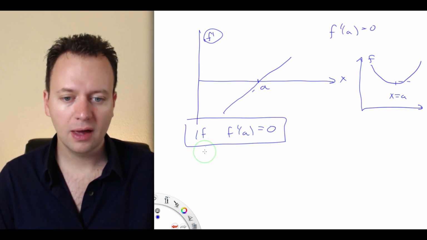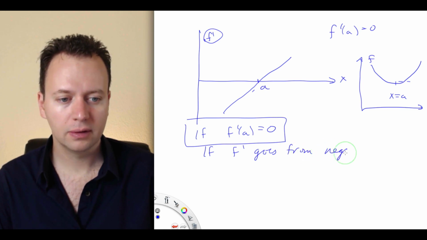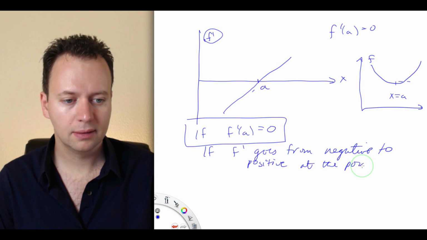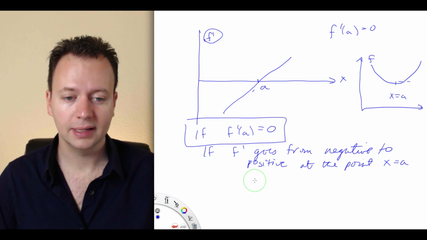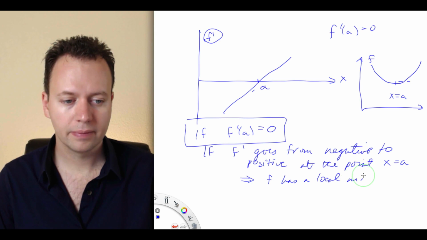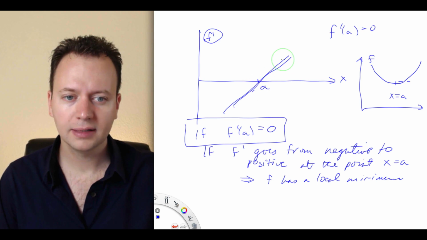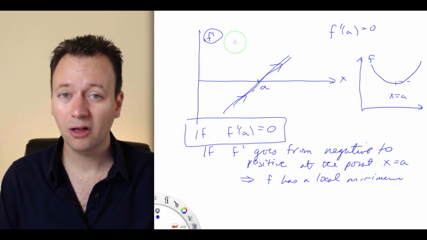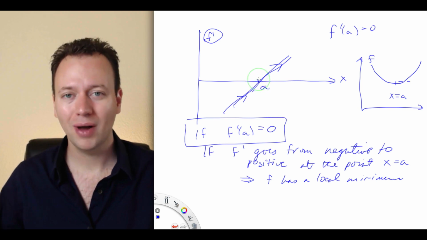Now what? If f prime goes from negative to positive at the point a, that means f must go from decreasing to increasing, so f has a local minimum. But if the derivative is passing from negative to positive, that indicates that the derivative itself must be increasing through 0. So it's not just that it is equal to 0, it's equal to 0 and it's increasing.